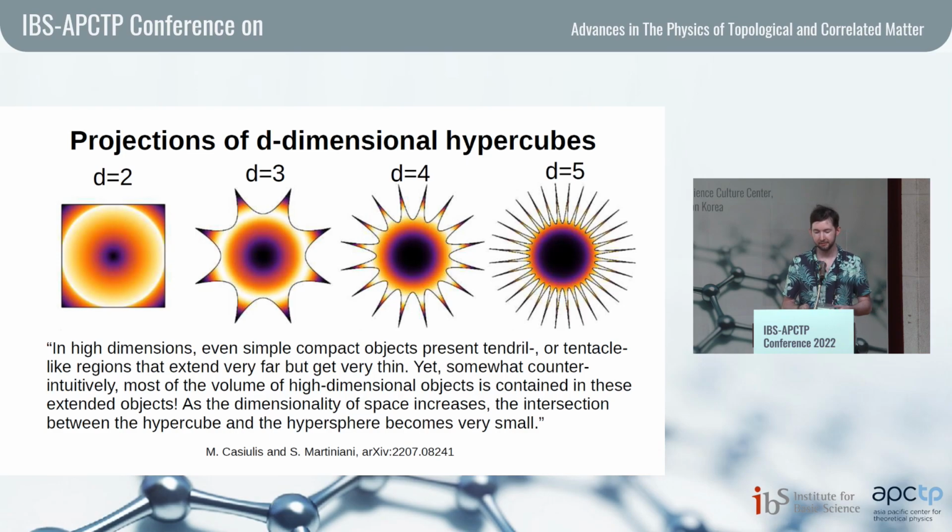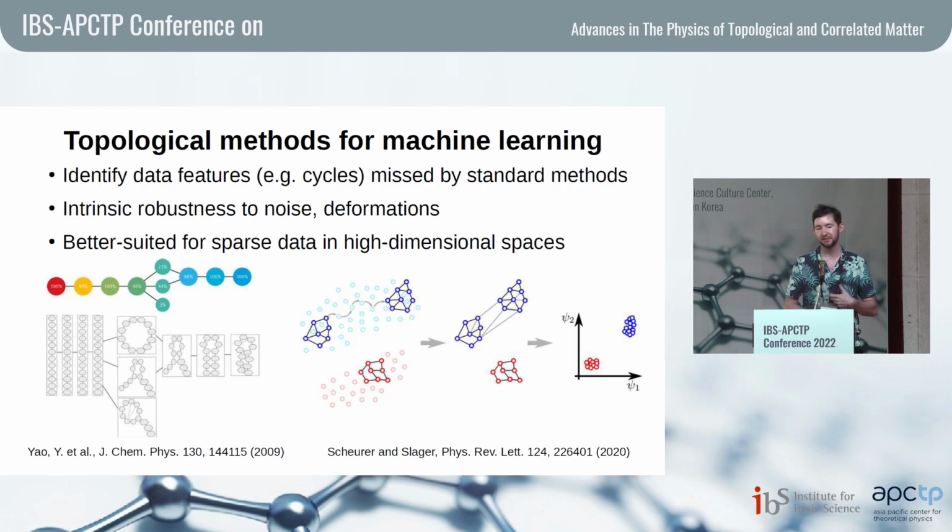So this challenge of the curse of dimensionality is one motivation for exploring machine learning techniques which are not so sensitive to the geometry of your space, but rather aim to pick out directly the topology of your data distribution. So this allows us not only to carry out machine learning using sparse data in high-dimensional spaces, but it also brings with it hopefully some form of robustness to noise and deformations of your input data set.